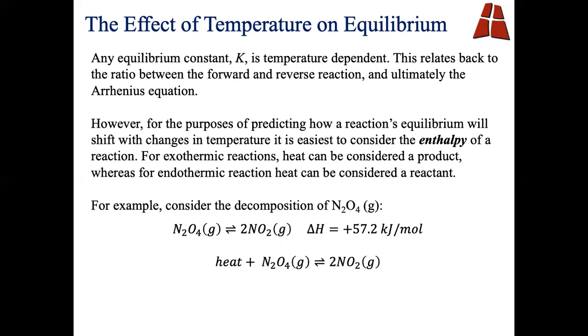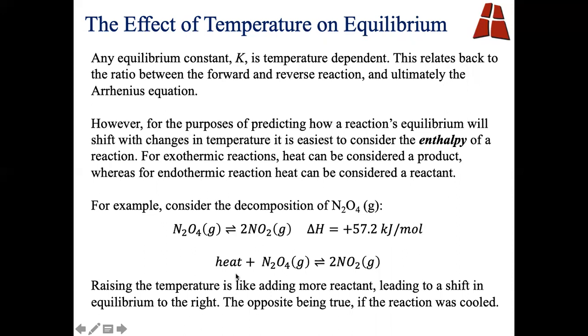So for a separate reaction where N2O4 can decompose to 2 moles of NO2, if we have an enthalpy of 57.2 kilojoules per mole, that means this is an endothermic process, right? Because we have a positive delta H value. Because it's endothermic, we can actually consider heat to be a reactant. So if we raise the temperature of the reaction, that is like adding more reactant, which ultimately means we would shift towards forming more products, so we would move our reaction to the right.